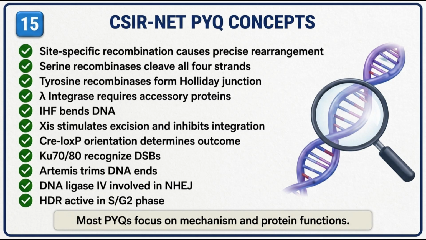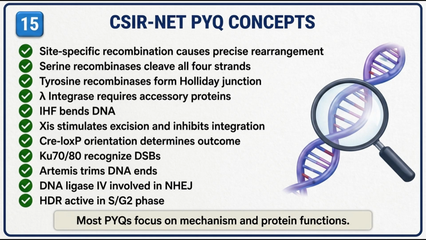CSIR NET concepts. This slide summarizes highly important PYQ-based concepts. Site-specific recombination produces precise DNA rearrangements. Serine recombinases cleave all 4 DNA strands simultaneously. Tyrosine recombinases form Holliday junction intermediates. Lambda integrase requires accessory proteins like IHF. IHF functions as a DNA-bending protein. Excisionase stimulates excision but inhibits integration.